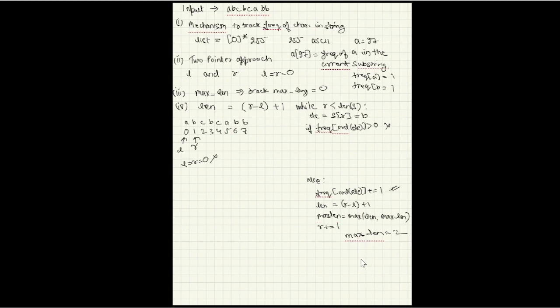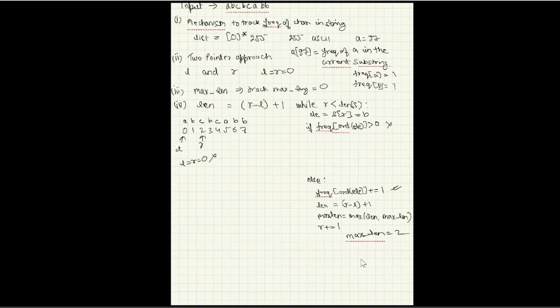Again, now I have moved the value of r by plus 1. Now r is pointing to 2, right? The moment r is pointing to 2, again this frec of c is also not greater than 0. So again this condition evaluates to false, right?